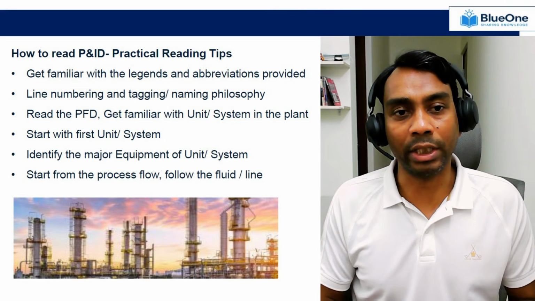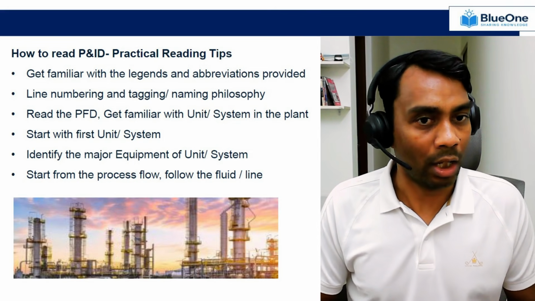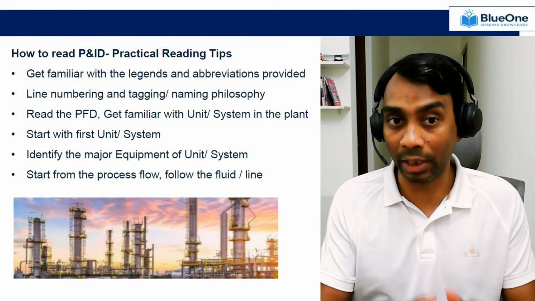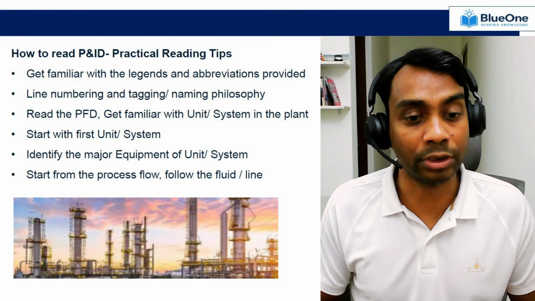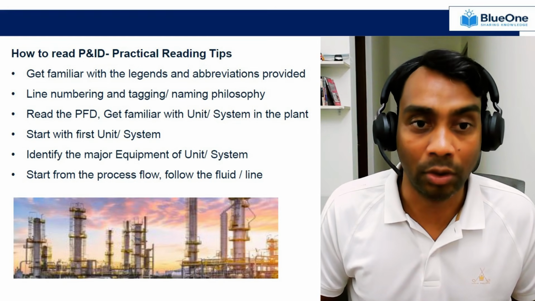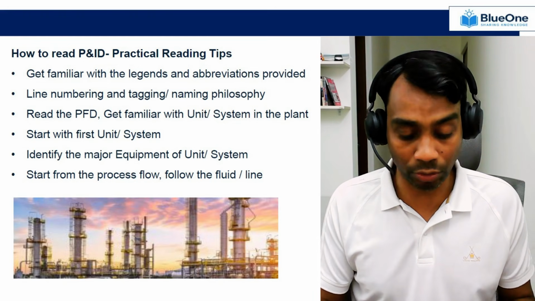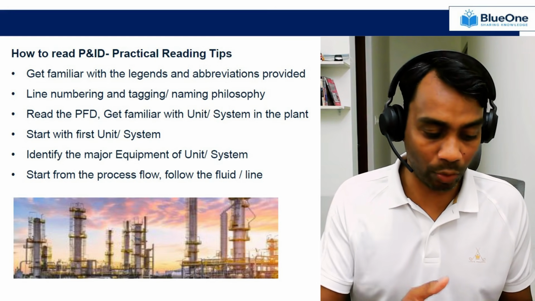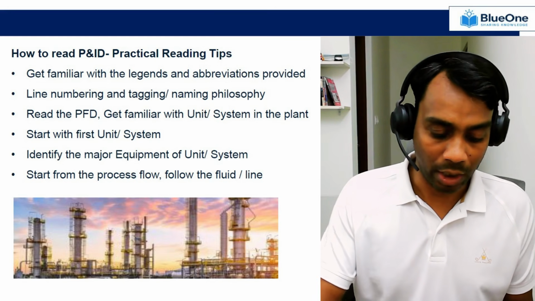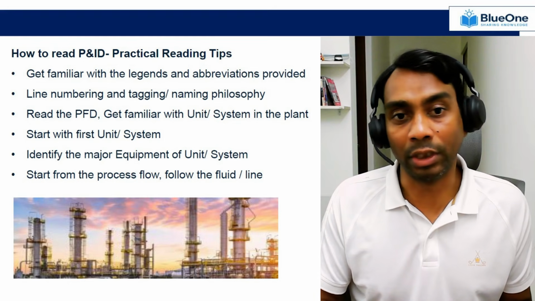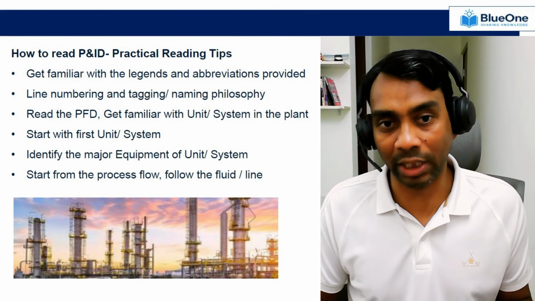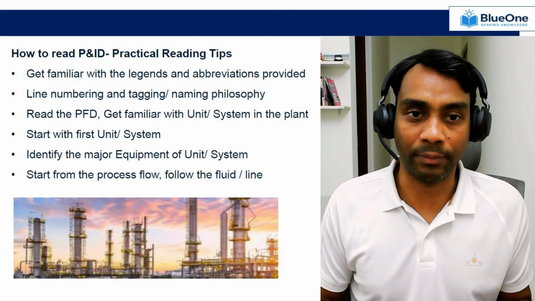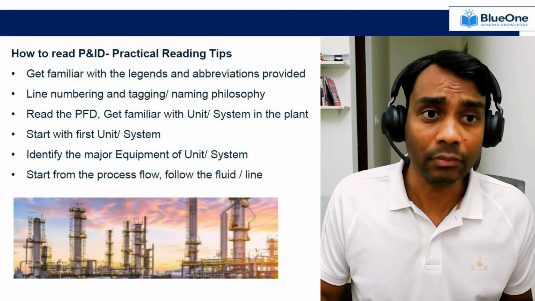Let's say you are reading the feed system. Identify the major equipment or unit systems associated with that feed system: the strainers, heat exchangers, or any other purifier units. Go through that, and then start from the process flow, from where you are getting your feed. What are the different equipment? What are the fluid lines? How is it passing to the equipment, and how is it looped around the system?